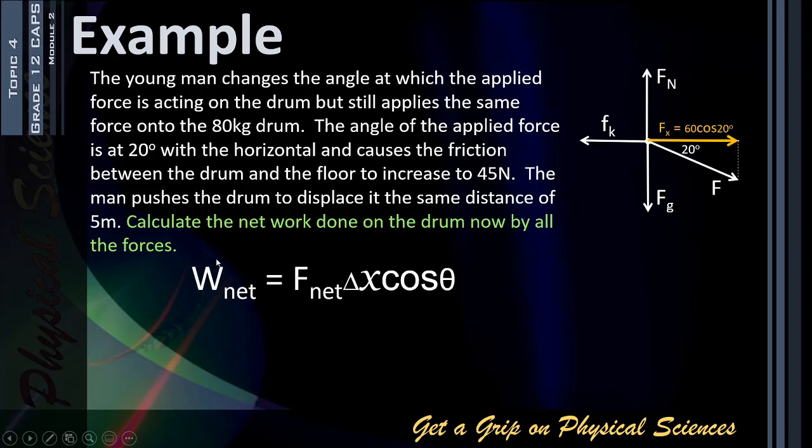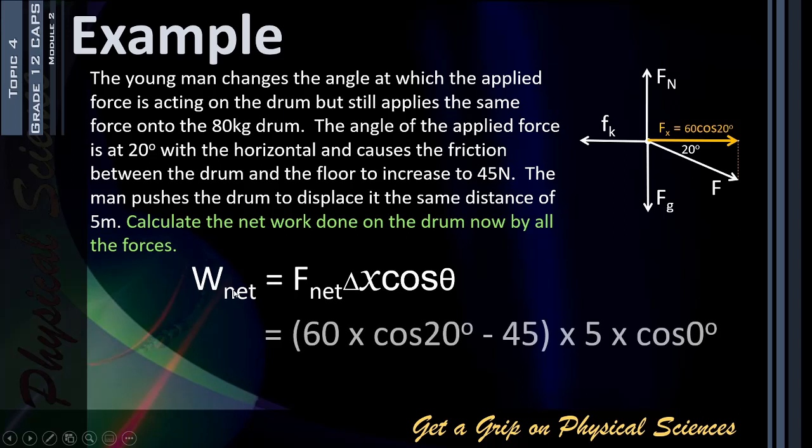So to calculate the net work done, we use the net force, which is the horizontal component of the applied force, which is 60 times cos of 20, and subtract 45 Newton, which is the new kinetic friction. We multiply this net force by 5, which is the displacement, and multiply that by the cos of 0 degrees, because the angle between the net force and the displacement is 0 degrees.